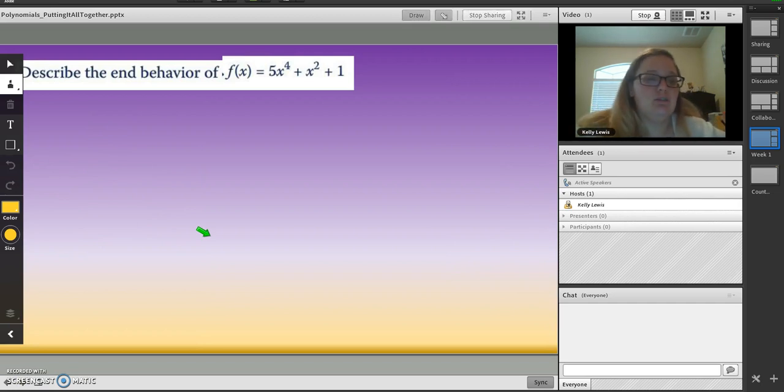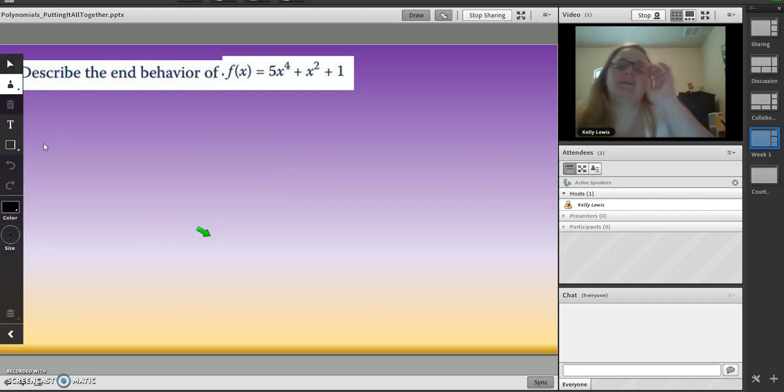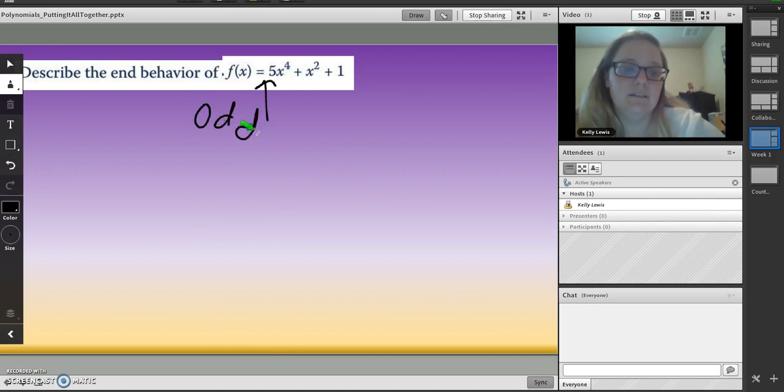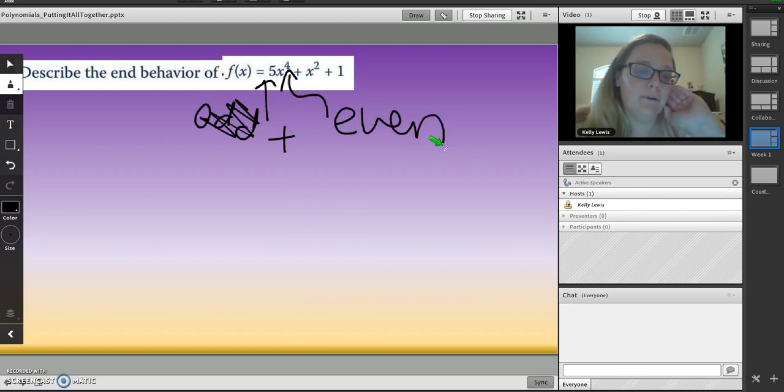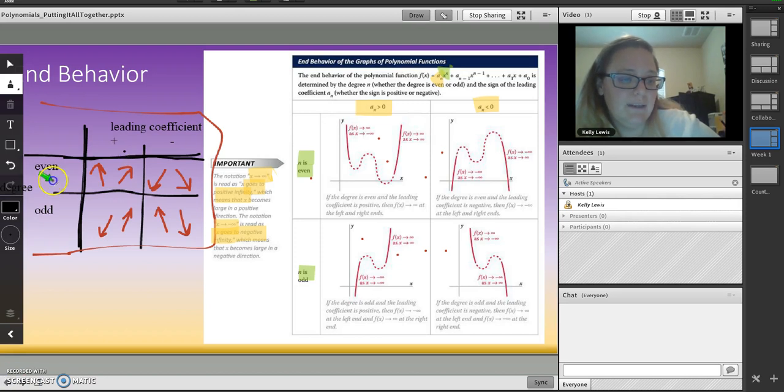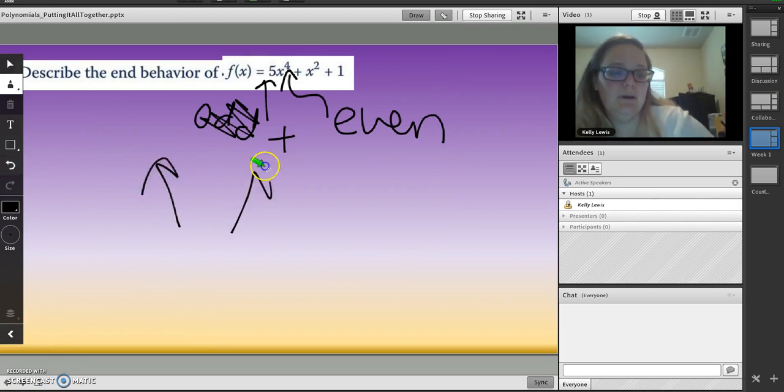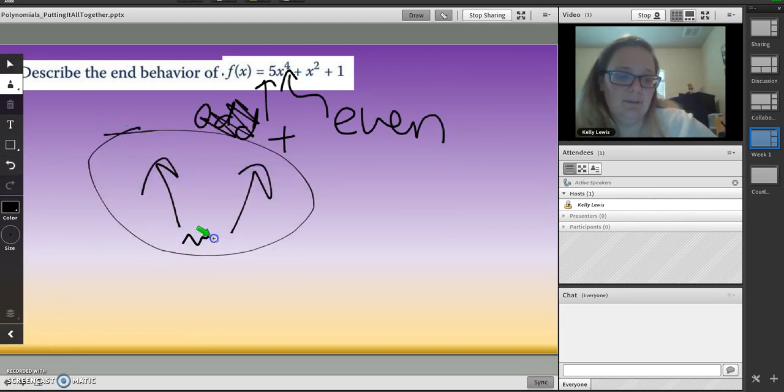Okay, so all we want to do right here is describe the end behavior. All right, so we have right here a leading coefficient that was either positive or negative. We have a positive leading coefficient and an even exponent. So I'm going to look at my chart, the one I just drew. Okay, we need positive even. So positive even, it's going to go up, up. And some stuff will happen in the middle. We don't know.